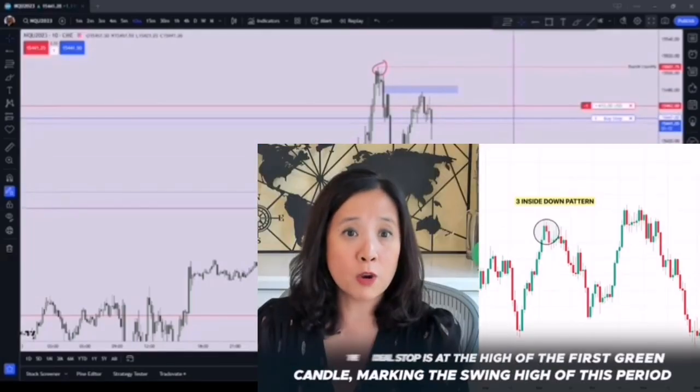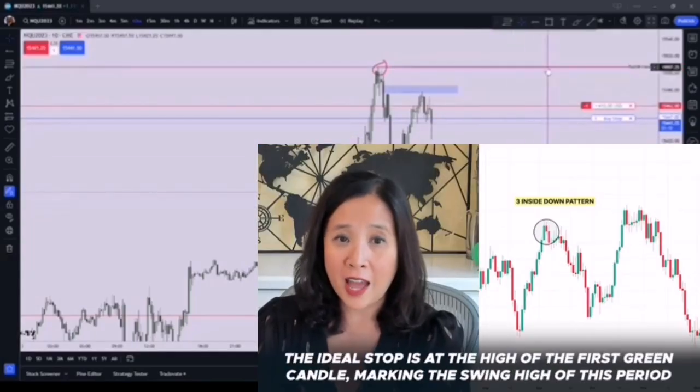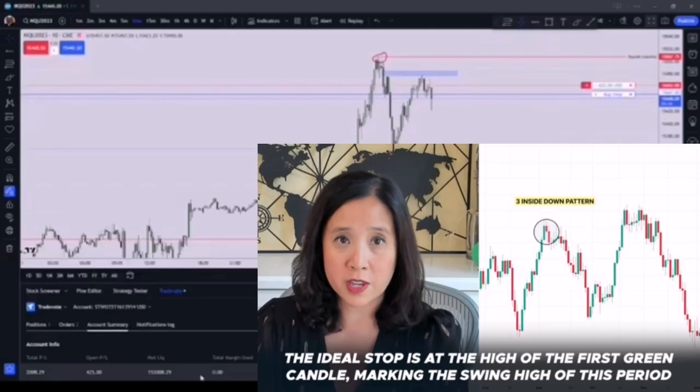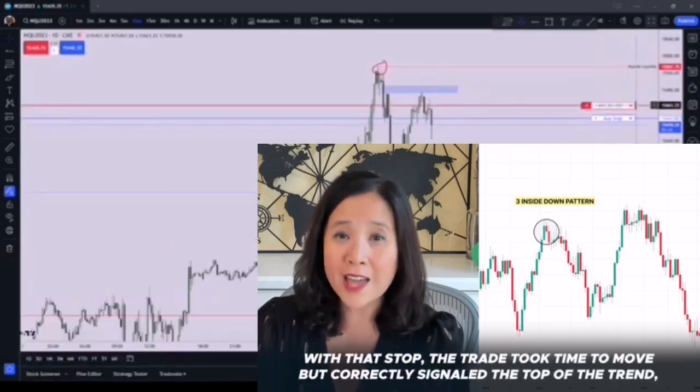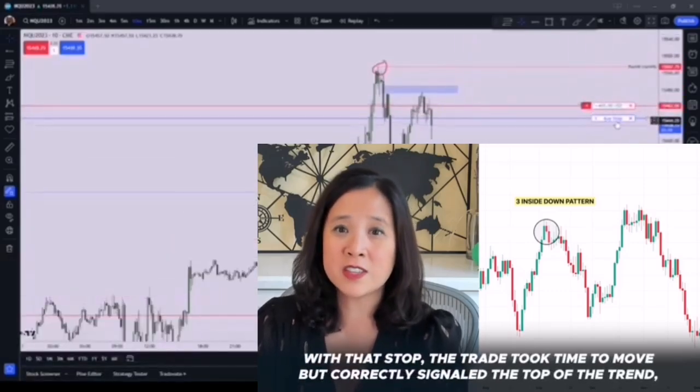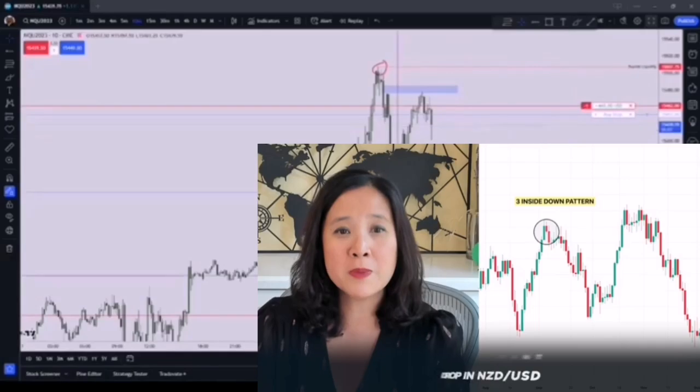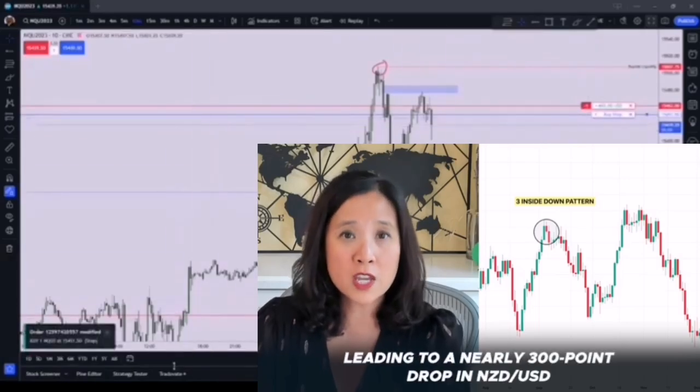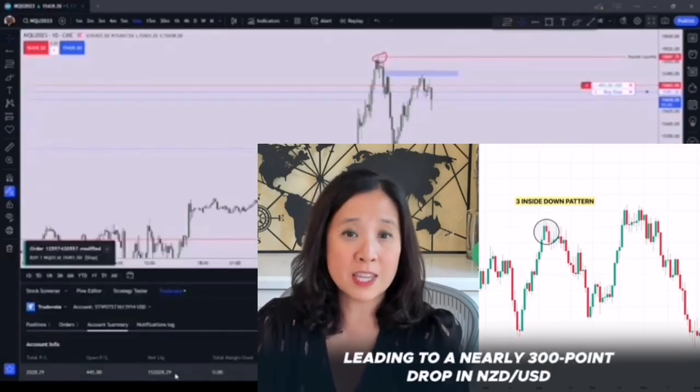And the right stop here would be at the first green candle high, which is the swing high of the period. With that stop, the trade took a while to move, but it did correctly signal the top of this trend and the beginning of a nearly 300-point drop in Kiwi dollar.